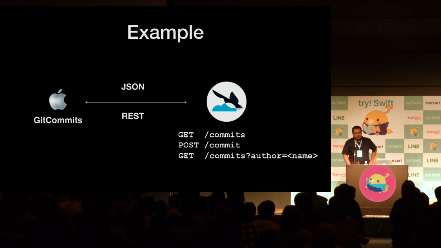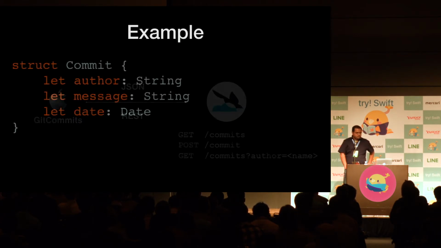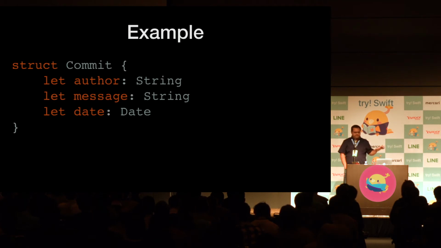So let's take an example of a fictitious app and a fictitious backend. The app is called Get Commits. It basically allows you to fetch all the commits from a certain repository. It also allows you to manually enter information of a commit and save it on the backend. And it also allows you to get all the commits filtered by author name. So those are the endpoints listed there. There is a get commits, which gets all the commits. There is a post commit, which helps you post a commit. And there is a get commits by author name. Now we'll see how these can be implemented in Kitura. So we start with this simple struct definition that we have been using until now.